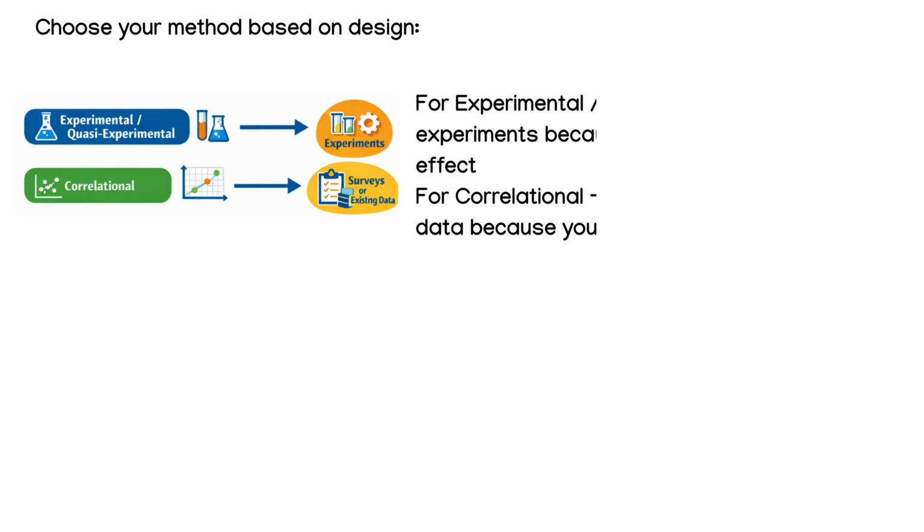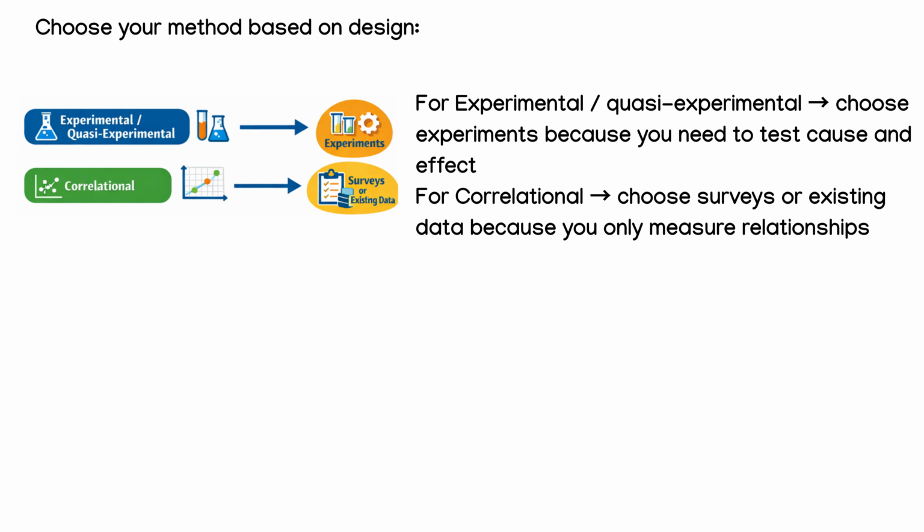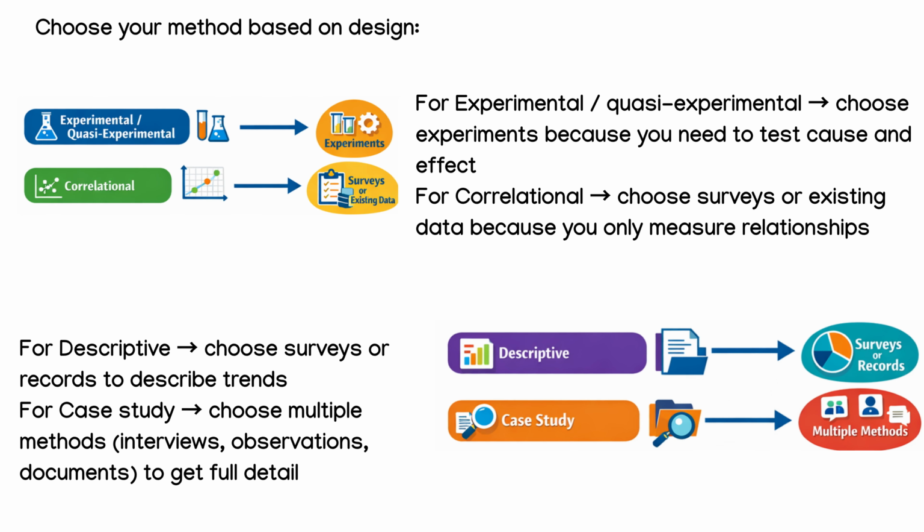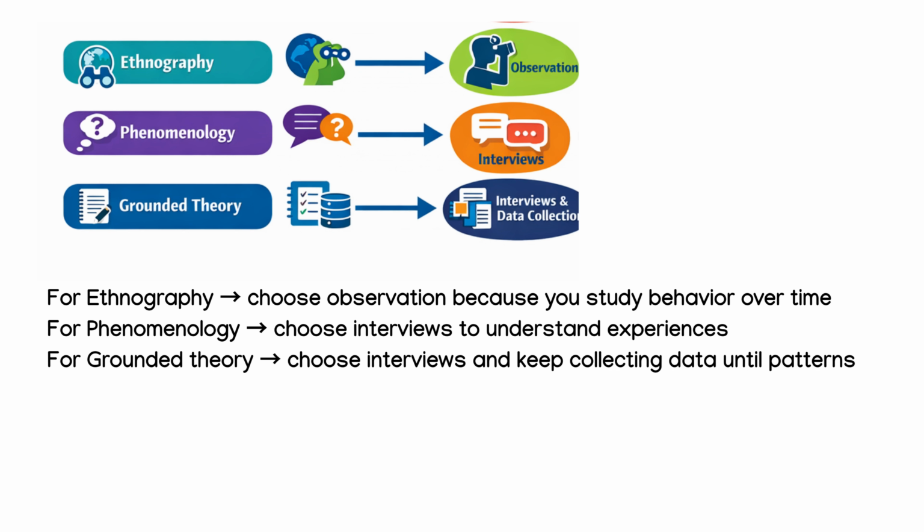For experimental or quasi-experimental, choose experiments because you need to test cause and effect. For correlational, choose surveys or existing data because you only measure relationships. For descriptive, choose surveys or records to describe trends. For case study, choose multiple methods, interviews, observations, documents, to get full detail. For ethnography, choose observation because you study behavior over time. For phenomenology, choose interviews to understand experiences. For grounded theory, choose interviews and keep collecting data until patterns form.